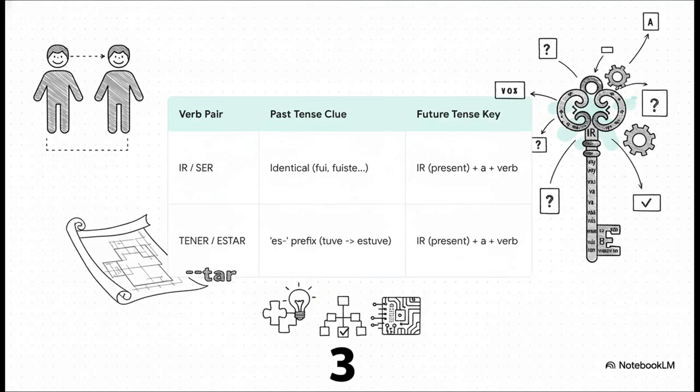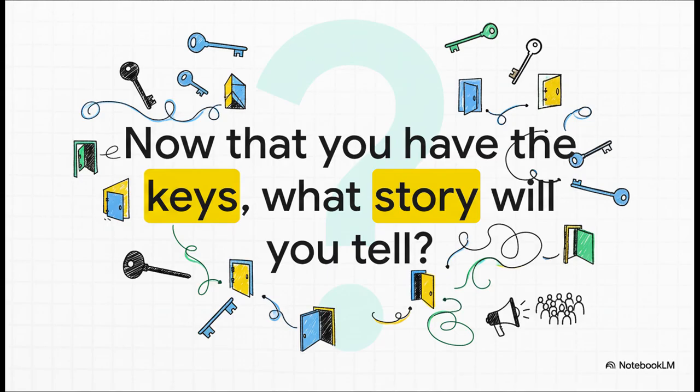Let's just review the evidence one last time. In the past tense, ir and ser are identical twins, and tener gives you the blueprint for estar. Just add a little s prefix. Then, for the future, the present tense of ir is your master key that unlocks every other verb. See? These aren't 4 problems you have to memorize, they are 3 elegant solutions to learn. Those gatekeepers, they were never actually there to lock you out. Turns out they were holding the keys for you all along.